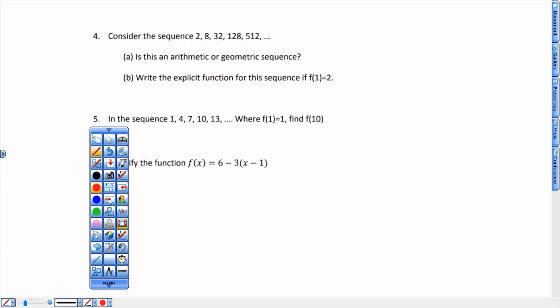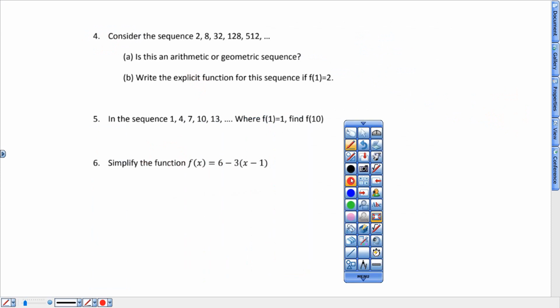This one here, 2, 8, 32. Looks like I'm going up by 6, or no, looks like I'm timesing by 4. Timesing by 4, timesing by 4. That makes this exponential. That makes this a geometric sequence. If the first term is 1, then they want explicit. So 2, 8, 32.